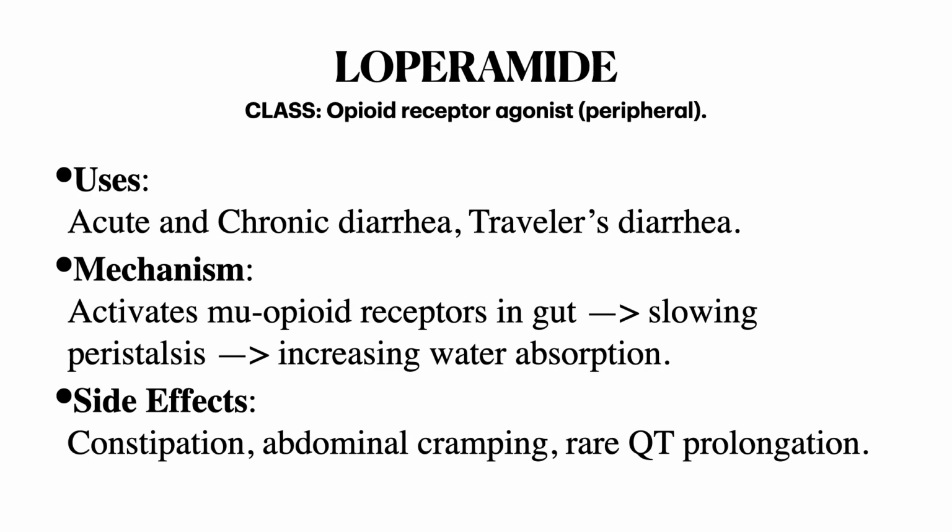The other drug we have is loperamide, and it belongs to the peripheral opioid receptor agonists. The uses are in acute and chronic diarrhea, and also in traveler's diarrhea. But it must be contraindicated in infectious diarrhea, as in severe diarrhea like cholera, dysentery, amoebic dysentery, bacillary dysentery, for the reason that the infection can precipitate inside the gut. The mechanism of action is that it activates mu opioid receptors in the gut, slowing peristalsis and increasing water absorption. The side effects include constipation, abdominal cramping, and rare QT prolongation.